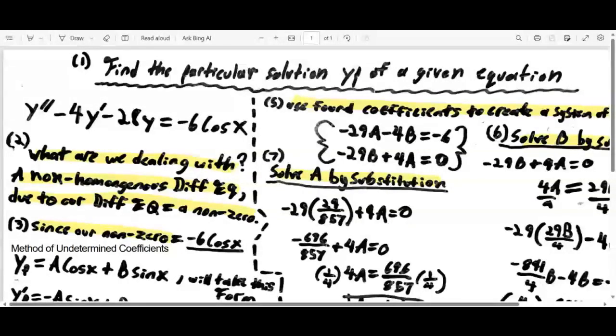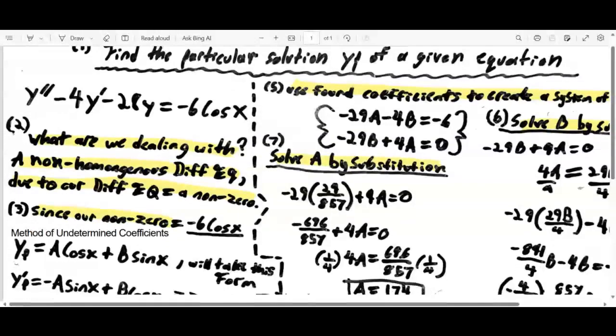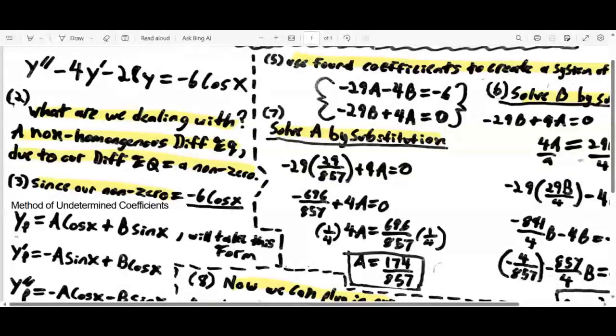And then we're going to say, okay, what are we dealing with? If you look at the equation, it's a non-homogeneous differential equation due to our differential equation being equal to a non-zero. And since this non-zero is -6 cosine x, we're going to use the method of undetermined coefficients to find, or what it said in the notes, sort of guess in what form the particular solution should be. The general form that it should be in is yp equals a cosine x plus b sine x. And when we have this particular solution, what we're going to do is derive it twice.